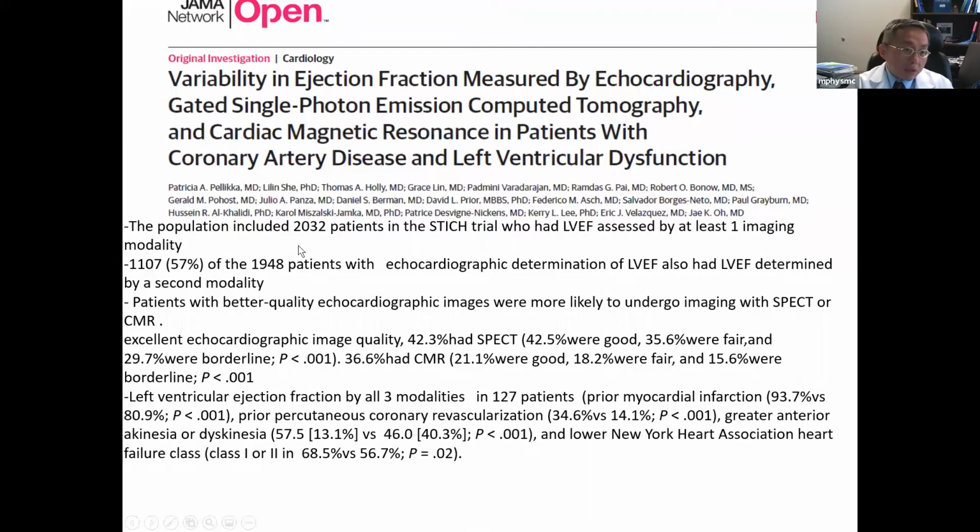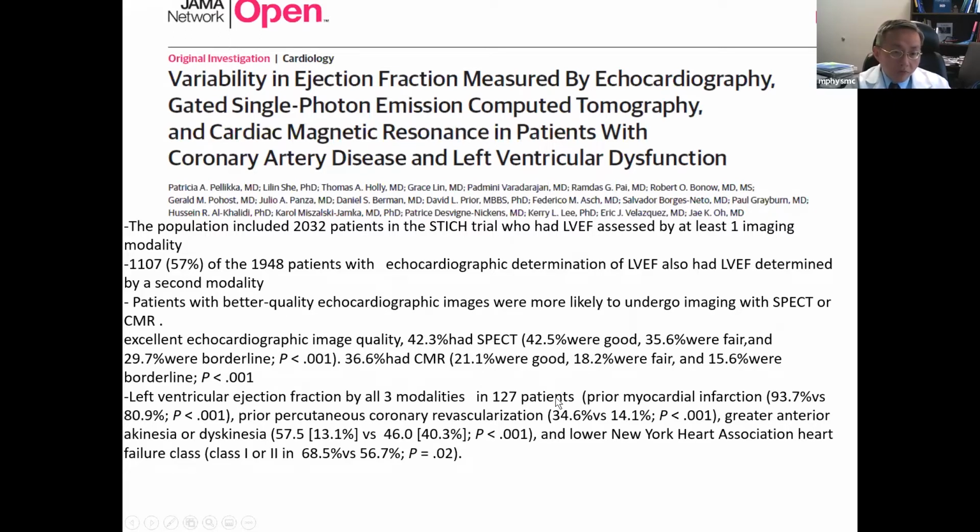So in this study, almost 60% of patients, over 1,000 patients, got an echo and also a nuclear or CMR study. What's interesting is you would think the patient who has a bad quality echo will get referred for another technology. But in this multicenter trial, patients who had better quality echo images were most likely to get a second study. Only 30% of borderline echo quality studies got referred for SPECT, and only 15% of borderline studies got referred for CMR. That's hard to understand, but that's what we saw.